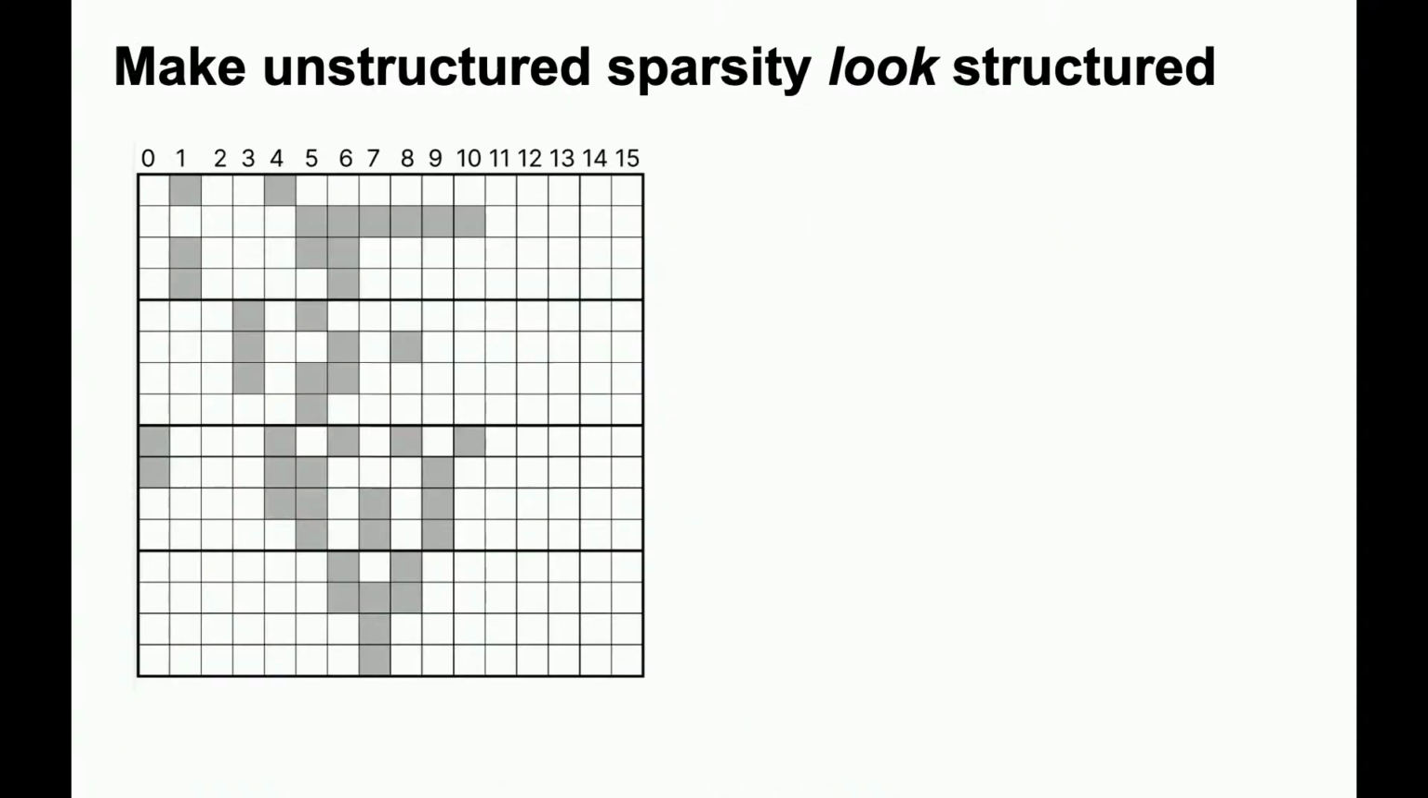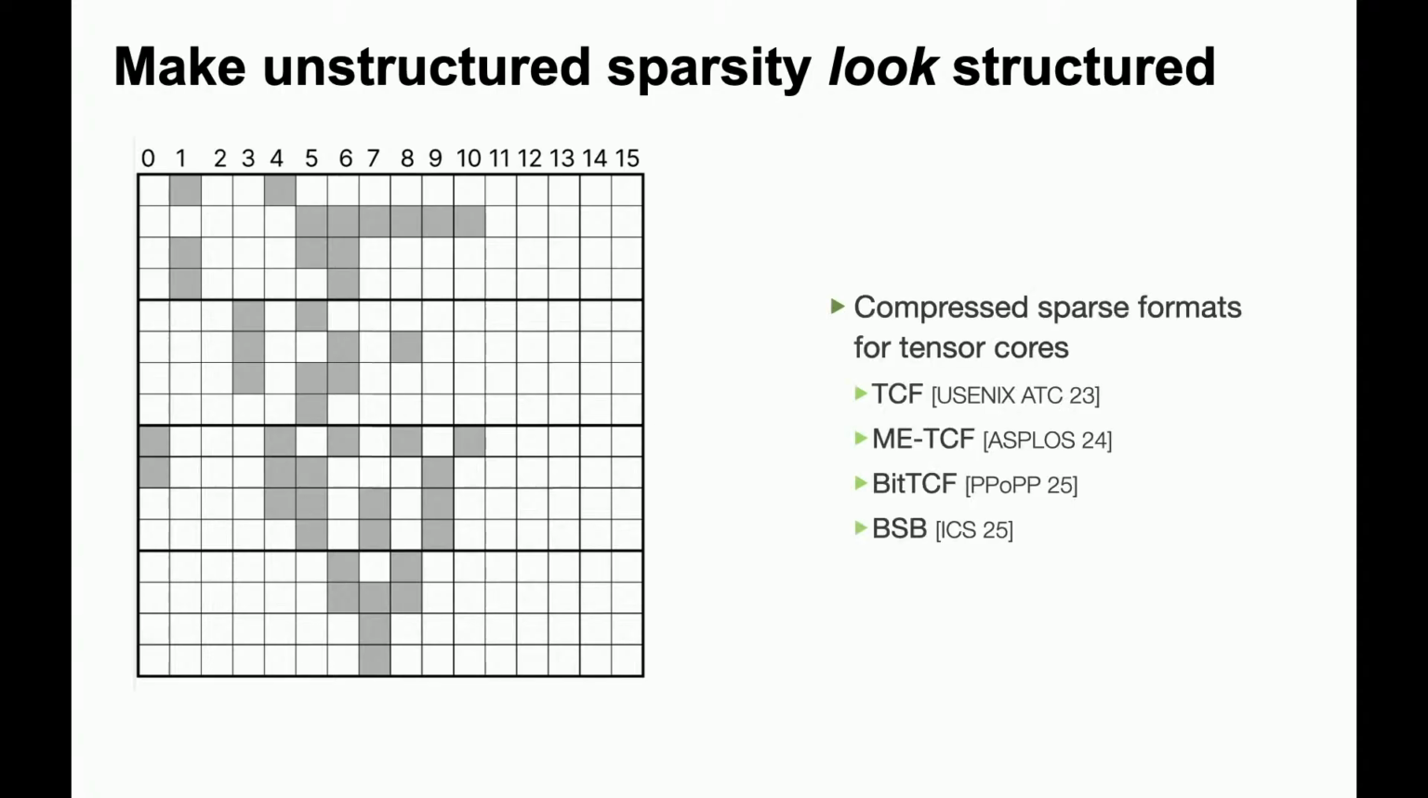So what does this mean for unstructured sparsity, for graph problems? If you have some sparsity like this, what we ended up doing is trying to make the unstructured sparsity look structured. What do I mean by that? There have been a bunch of different sparse formats designed for tensor cores in the last few years, and they all go something like this.